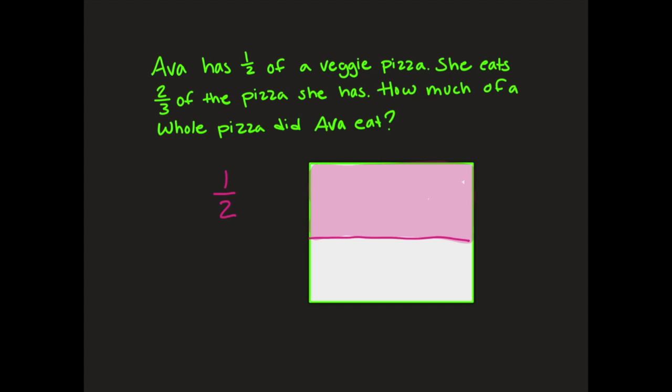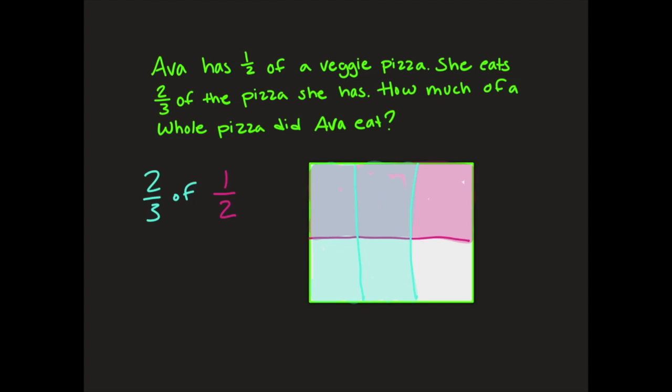She eats 2/3 of this piece that she has. How much of the whole pizza did Ava eat? All right, so now I have to break apart what she has into 2/3. So 2/3 of that 1/2 that I already have. If I want 3 pieces, I'm going to draw 2 lines. So 1 and 2. She ate 2/3, so I need to shade in, here's 1/3. I'm shading that in. Remember, this is going the other way now. And here is my 2/3.